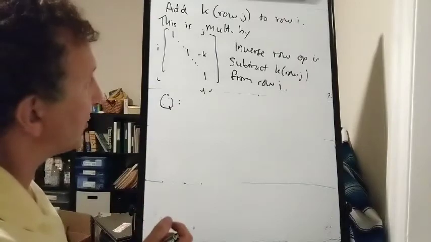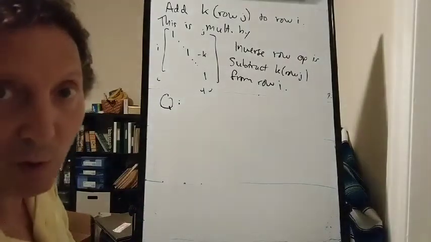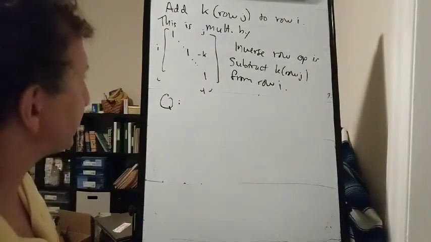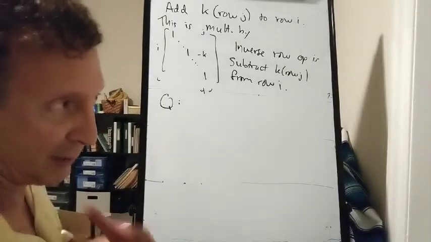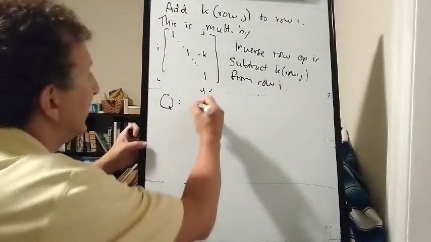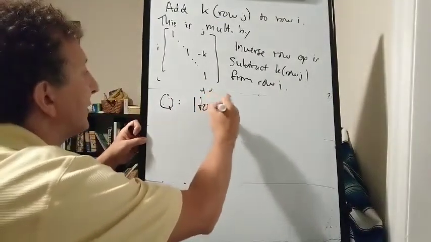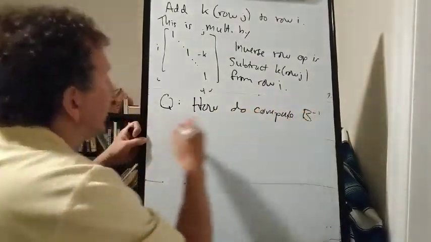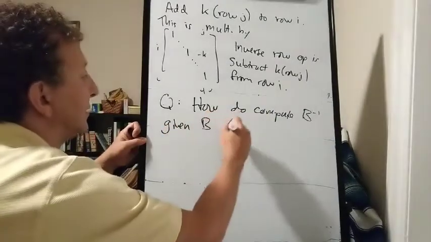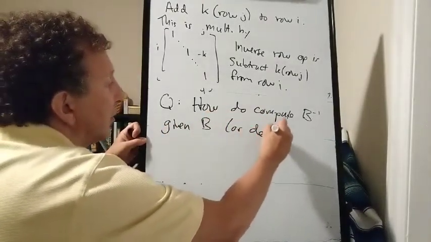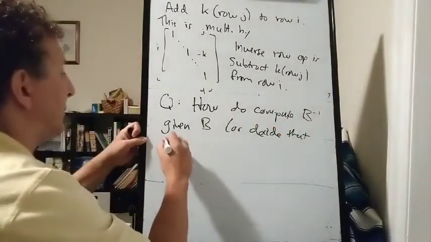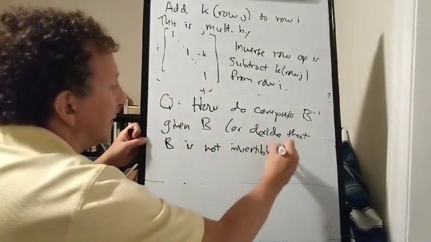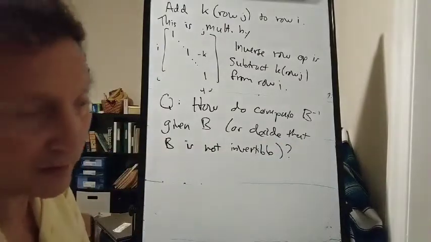Alright, those are a couple of nice formulas for inverses of matrices which are row operations. But what about all the other matrices which are invertible? Not every invertible matrix is a row operation itself. So the question is, how do we compute B inverse given B, or decide that B is not invertible? Like the zero matrix, for example, is not invertible.